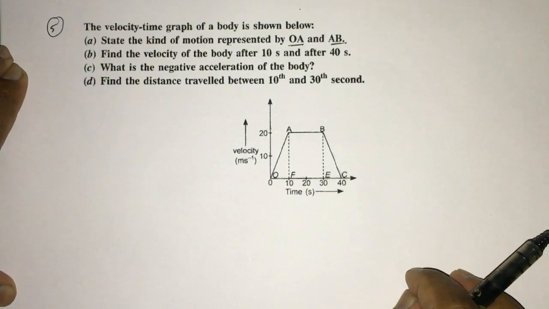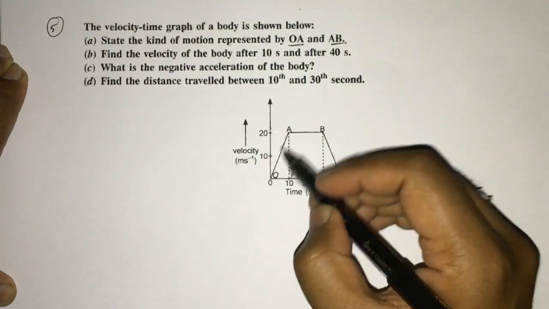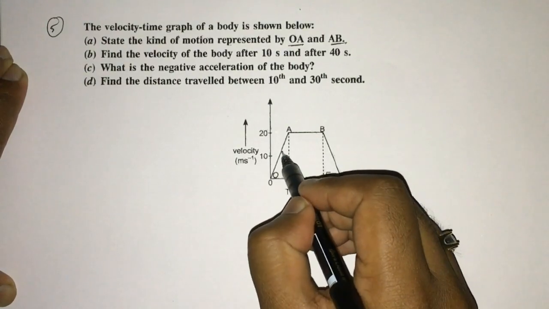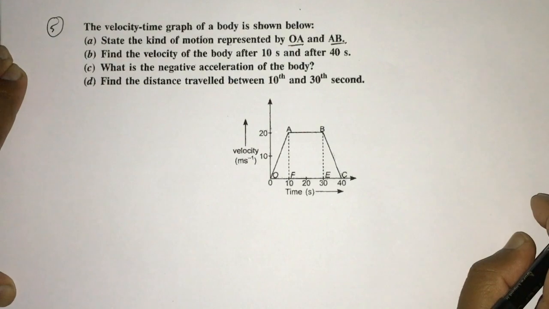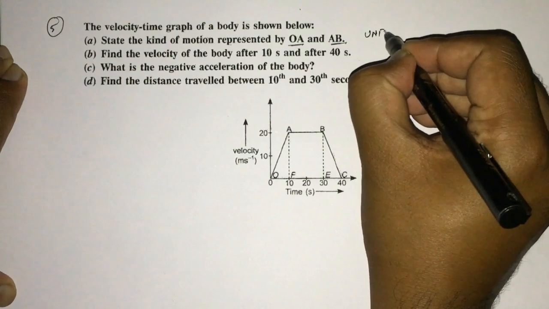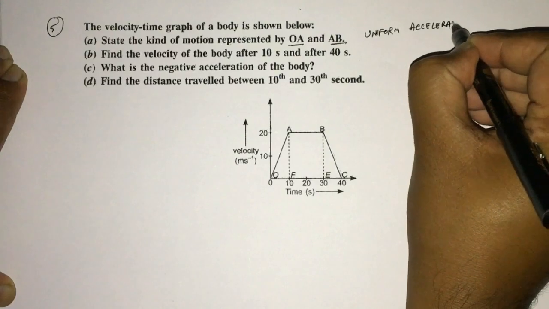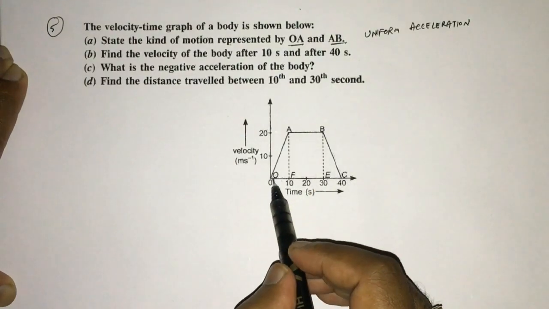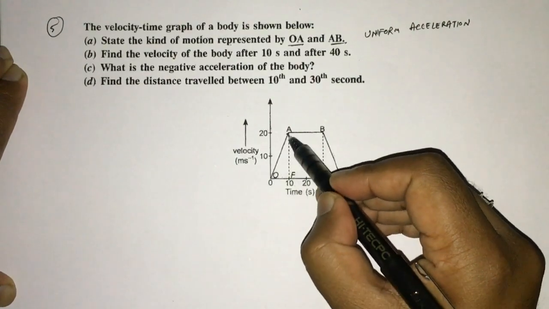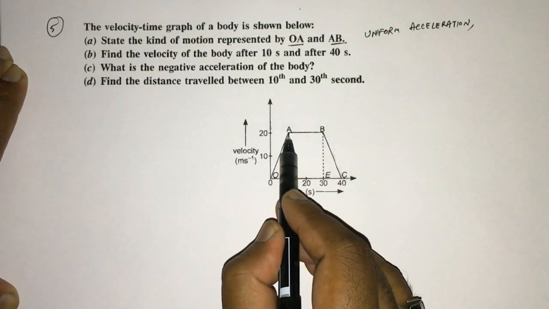As we had discussed earlier, whenever we obtain a straight line like this in the velocity time graph, it will represent uniform acceleration or constant acceleration. So OA represents uniform acceleration, which means in this case the body changes its velocity equally in equal intervals of time, so we obtain this straight line. Clear?